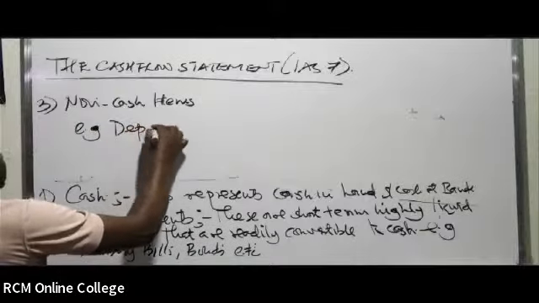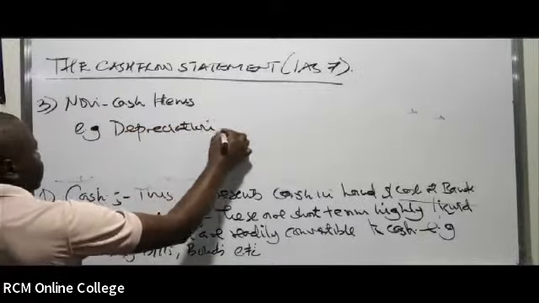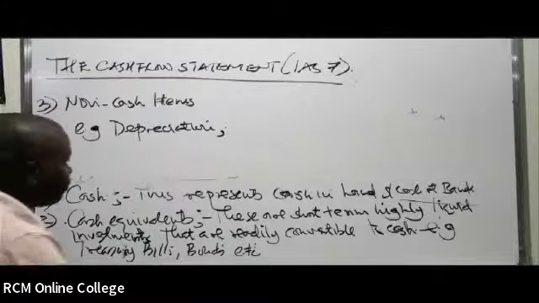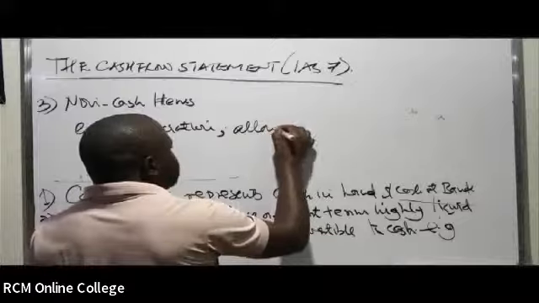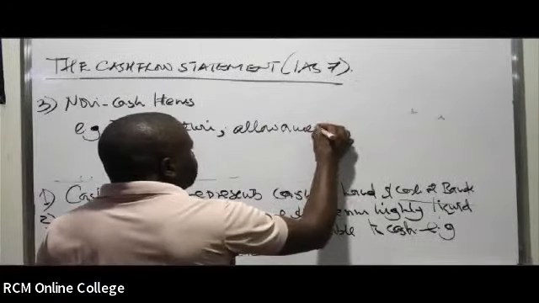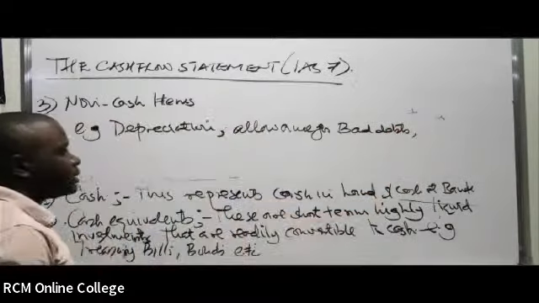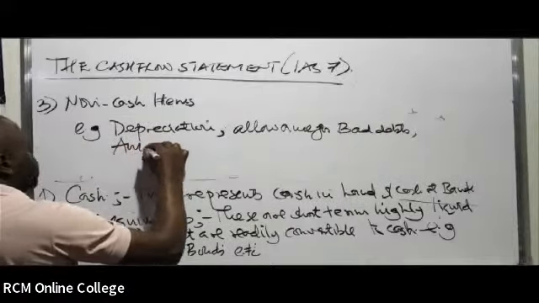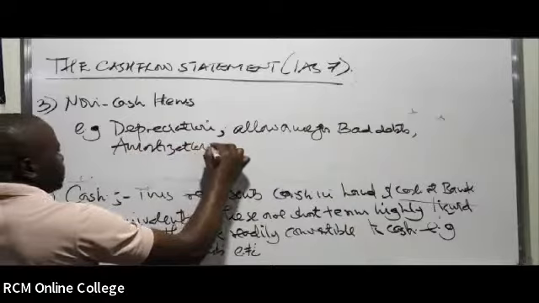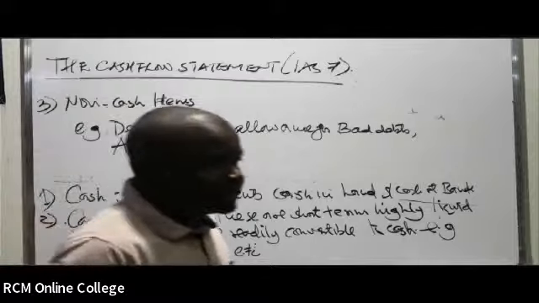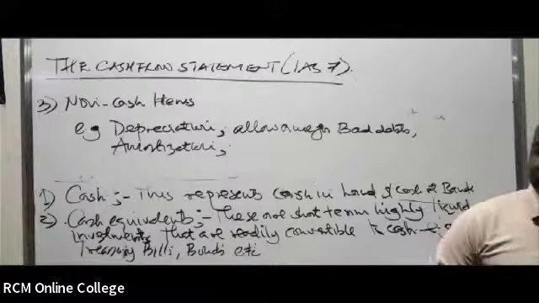depreciation, allowance for bad debts, amortization. So they are like expenses, but they don't actually involve a real outflow of cash. Because when we prepare the cash flow statement, there's a way we treat them.